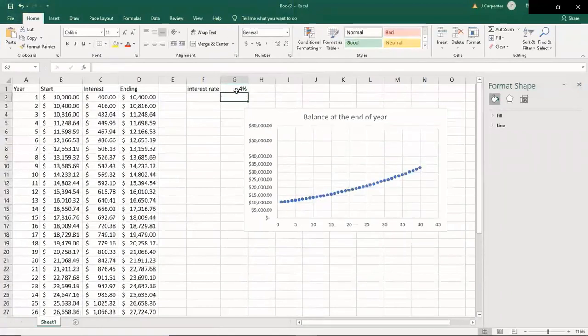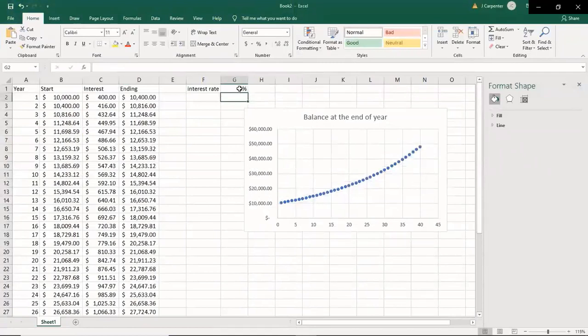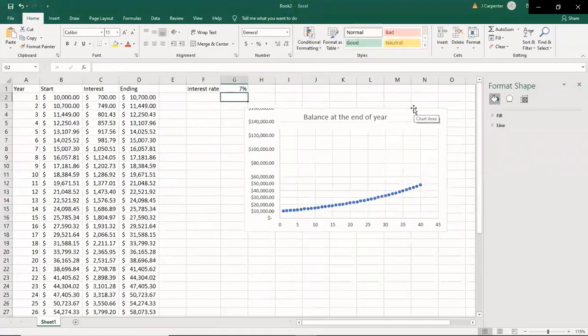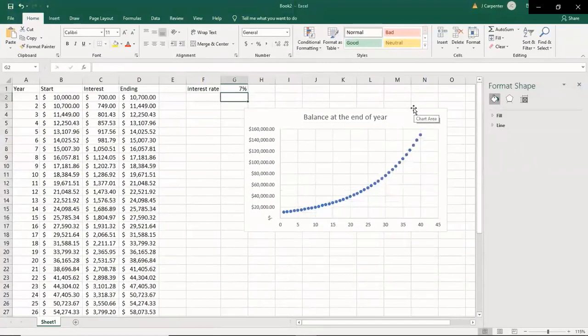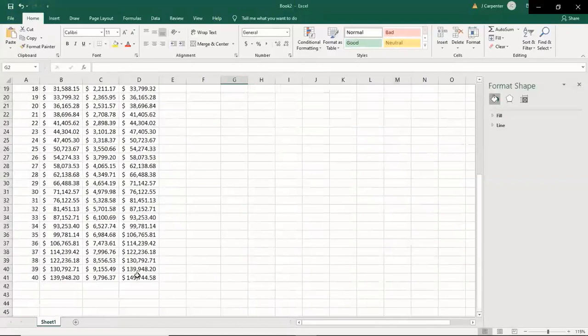Watch if I change it to 4%. It's bending a little more. Watch if I change it to, let's just jump the gun, 7%. Ah, now we're starting to see that explosion start to happen. Right around here is when we start picking up pace, and this thing is getting steeper, which means we're getting way more money for free. Now look at our ending balance of $149,000.